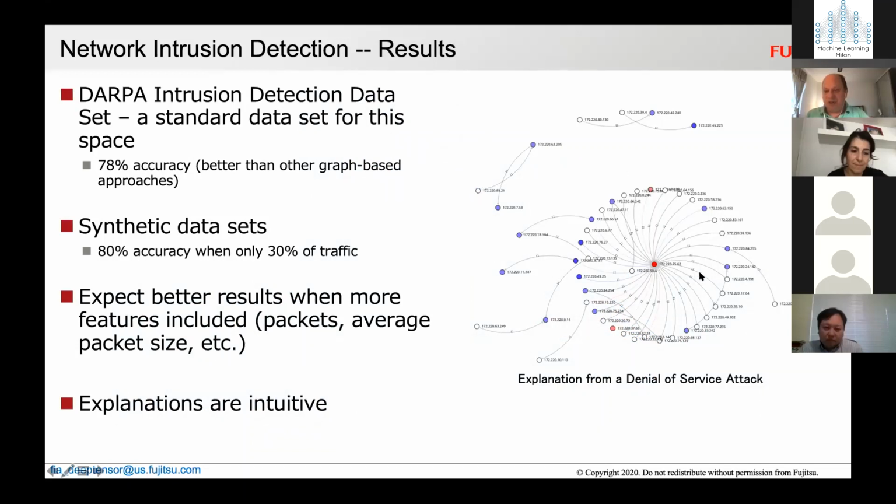This is showing a visualization of a denial of service attack. This node here in red is the middle of the attack, and you can see all the other nodes are attacking it. The red nodes and red edges mean it's more likely to classify it as an attack versus normal traffic, and the blue nodes are ones that are less likely. As we see, this background traffic here is all blue nodes, and the center of this is a red node.